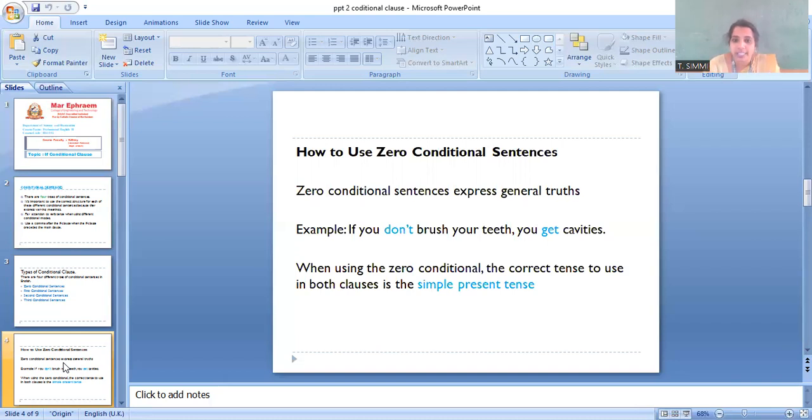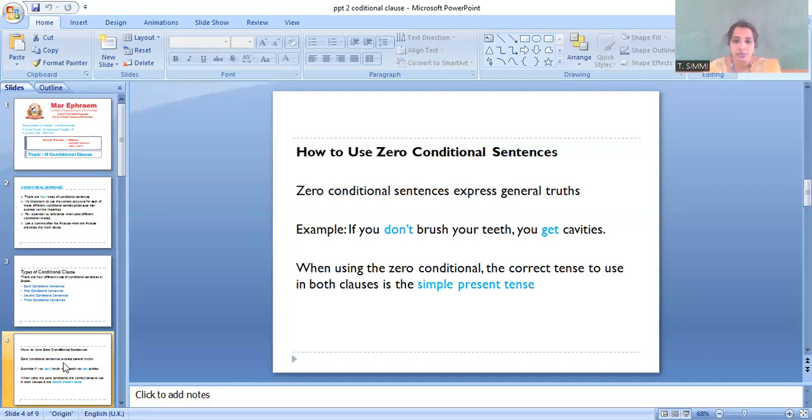If you don't brush your teeth, you get cavities. See the first part. What is the if clause here? That is, if you don't brush your teeth, that is the if clause, and you get cavities is the next part. In the first part we focus on the verb, don't, which is in simple present tense. In the next part after the comma, you'll find another sentence, you get cavities. So get is also simple present tense. In this sentence we use only simple present forms, don't and get. So this sentence is known as a zero conditional sentence.